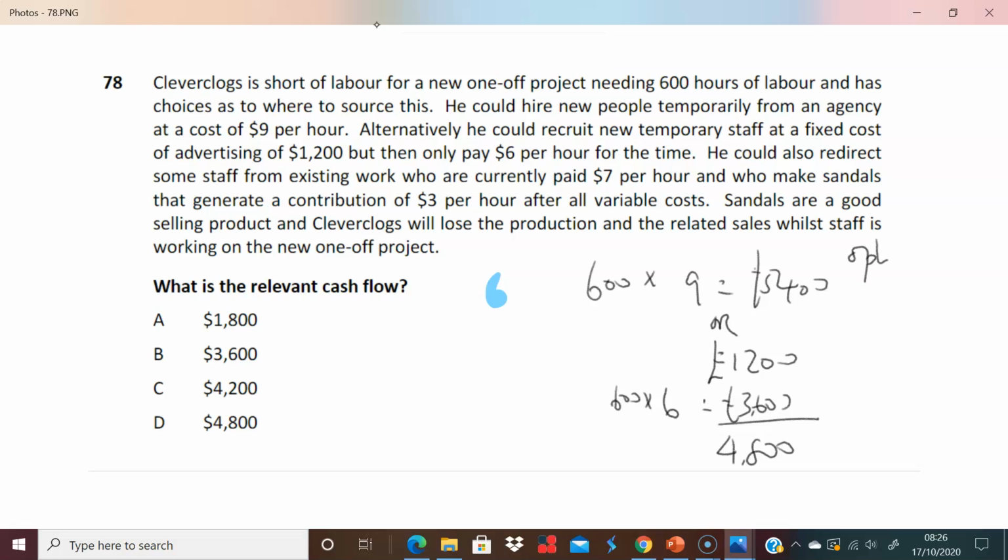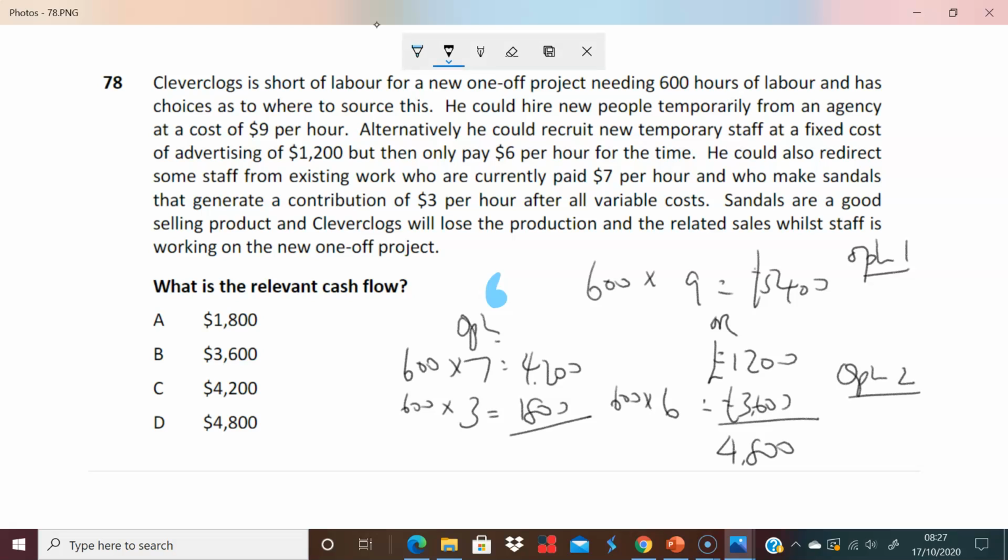So let's call this option 1. And let's call this option 2. And then your third option is that, listen, we're going to deviate some of the work from another department where we pay £7 an hour. So 600 times 7, 4,200. Any additional issues? Yes. You will lose also a contribution of 3 as well.